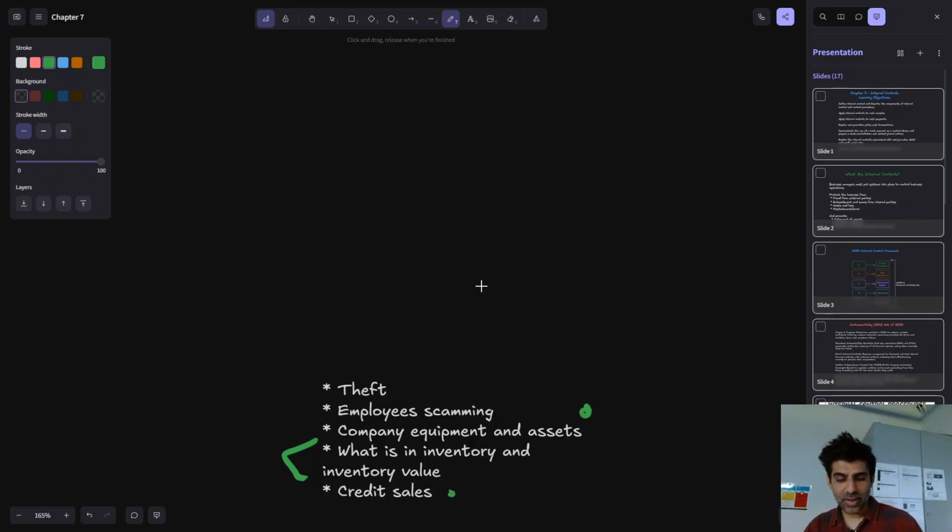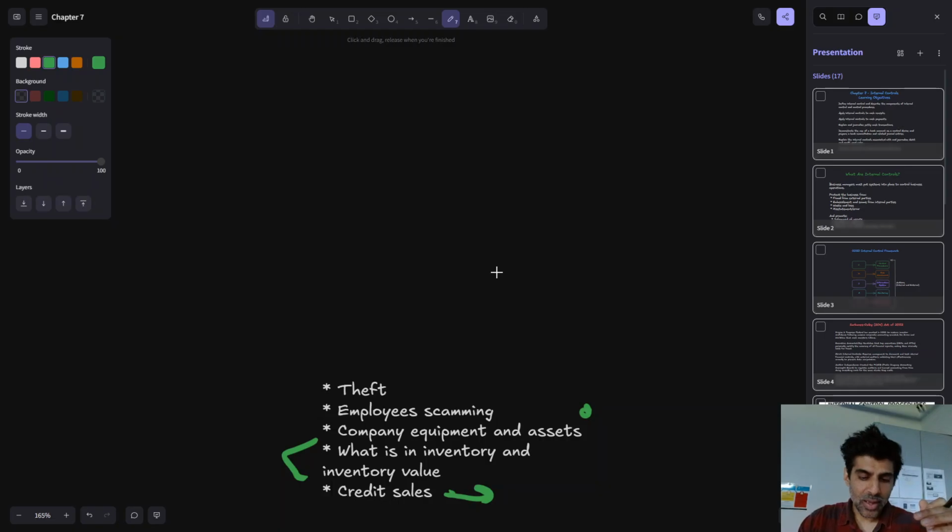And then credit sales. This is one we touched on, where you're selling things and extending credit, meaning the customer is not paying you the cash right away. It's essentially giving loans, right? So if you're giving loans to customers who are not going to pay you, or making sales to fake customers, maybe that's a fraud or a scam. That's an area of fraud, or mistake or loss for your business.